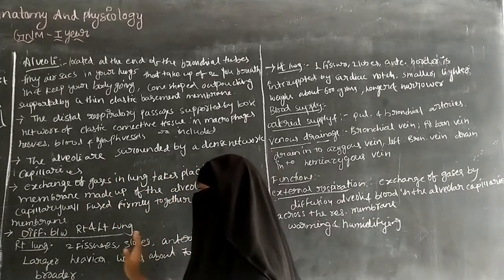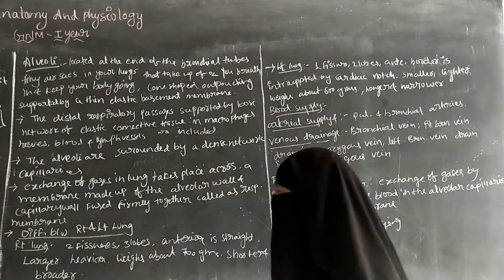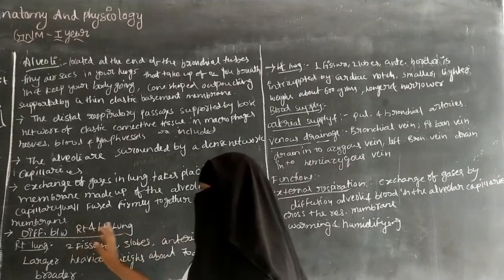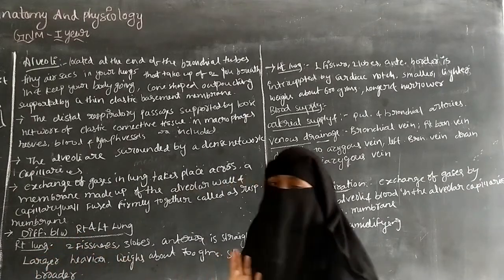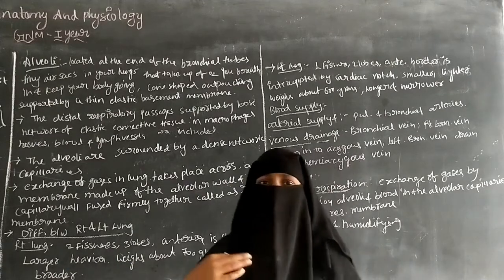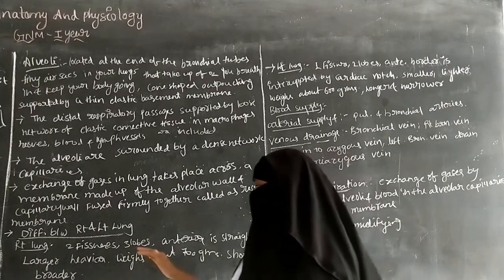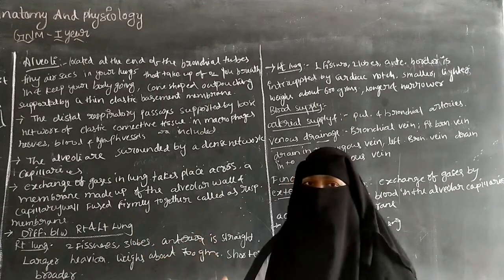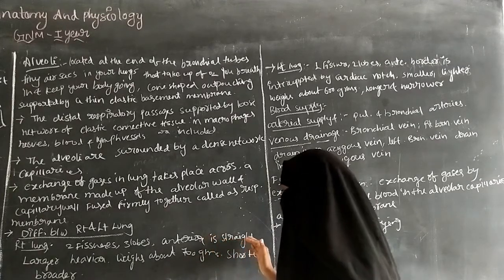And next is the difference between the right and the left lung. The right lung consists of two fissures and three lobes. The two fissures are the horizontal fissure and the oblique fissure, and the three lobes are the upper, middle and lower lobes, and the anterior border is straight.